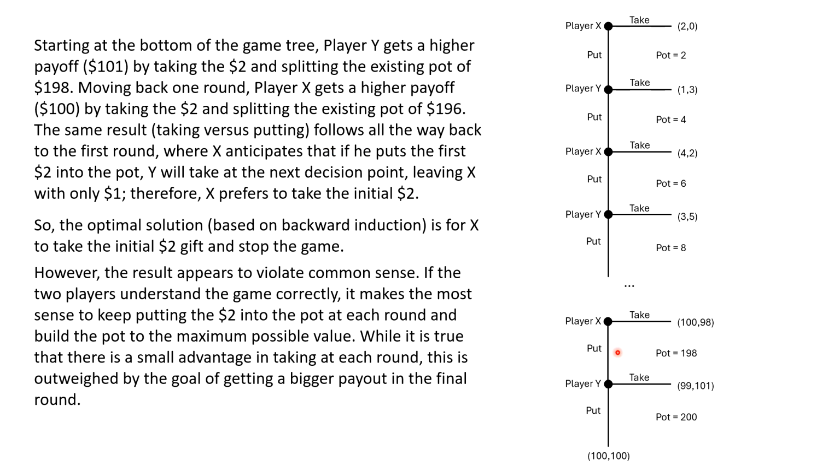The same result follows all the way back. So if you're here, player X would do the take, basically splitting the 196, so 98 each, and then taking the $2 that's inserted in. So if you're looking right here, the game would stop and you wouldn't go down. And that filters all the way back to the top here.